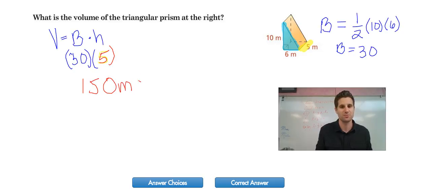We're talking volume, so it should be what, class? Cube. Wow. It should be cube.